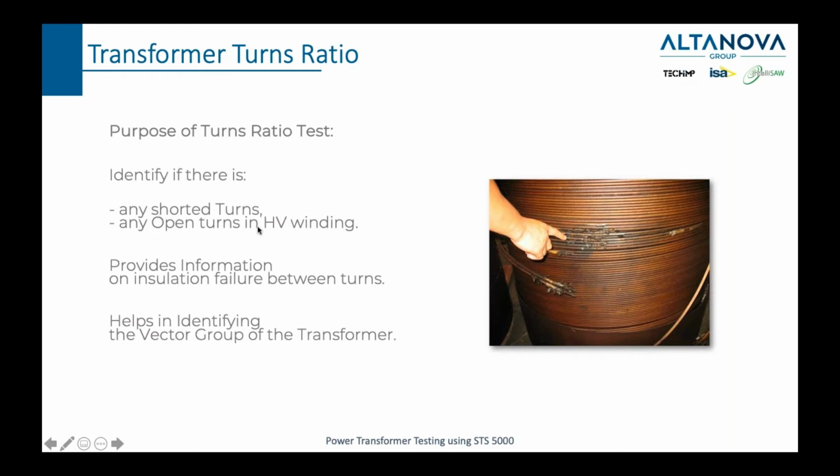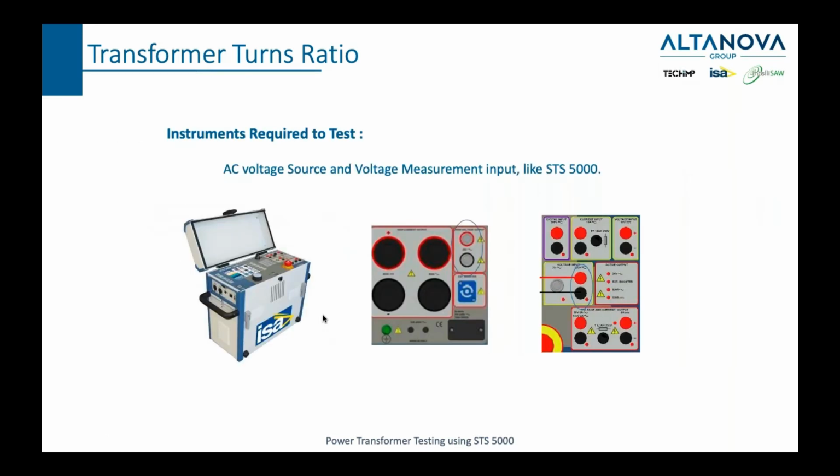If you have any open turns, very easy, the current will not flow through that winding, and you will be able to see that when you are executing the test. So this test provides information on the insulation failure between turns, as we said for this, and it helps us also in identifying the vector group of the transformer. We'll talk about a vector group a little bit later. So here, what we can see is how you actually execute the test. On the device, you will use the 2 kV output.